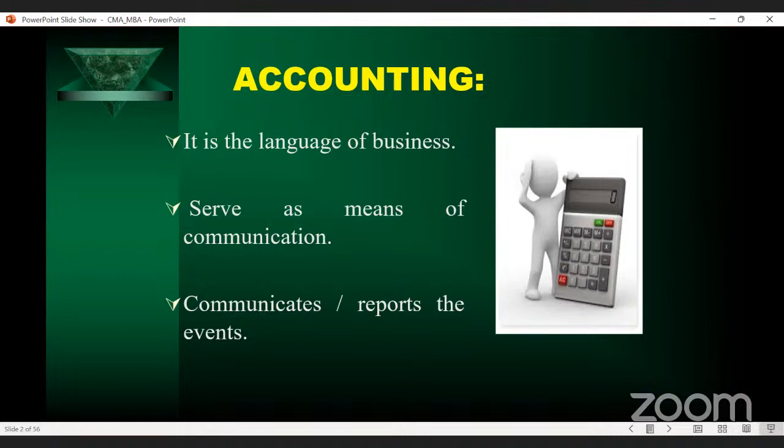So that's why accounting serves as a means of communication. Please remember, with the help of language, we are communicating with each other. Isn't it? Whenever we are speaking English, Hindi, Odia, etc., those all are languages. So with the help of those languages, we are communicating. Exactly. Business also needs a particular language through which it can communicate to various users or various stakeholders.